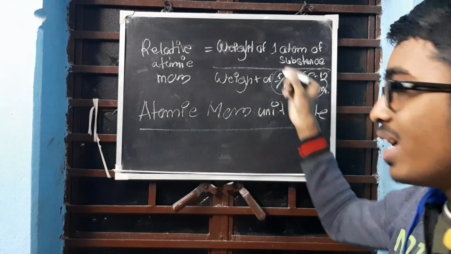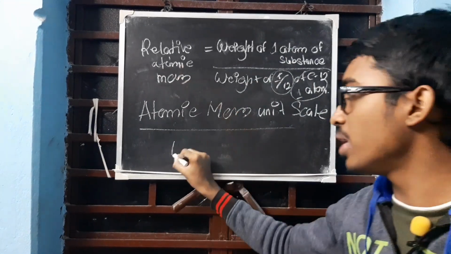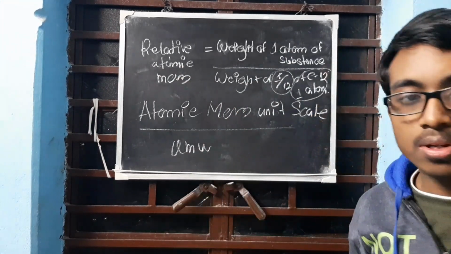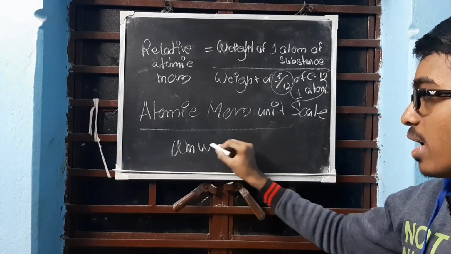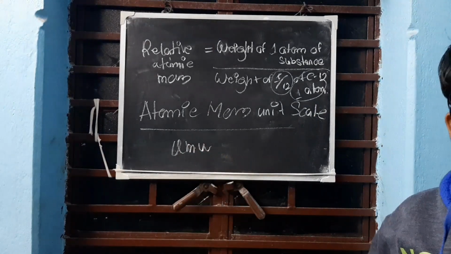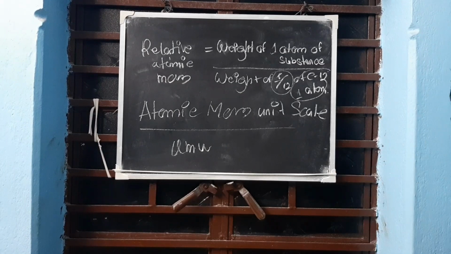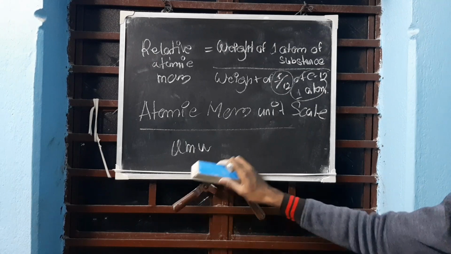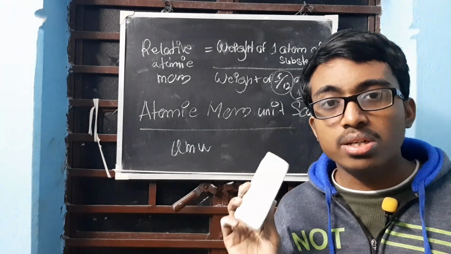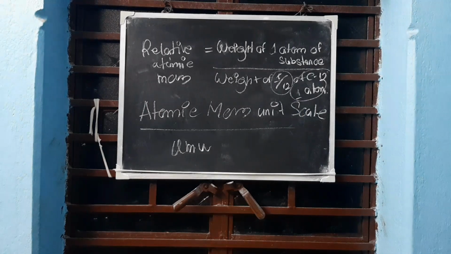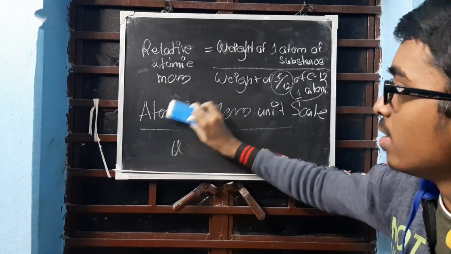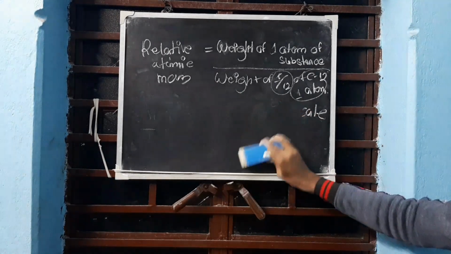When you are writing the relative atomic mass, you write it in the form of AMU. We have done that, I know, right? This is atomic mass unit, AMU. Clear? Now gradually we are leaving this concept of AMU, and generally writing in grams. Generally I am talking about, but this concept still exists. So this is the atomic mass unit scale. Done? Okay.